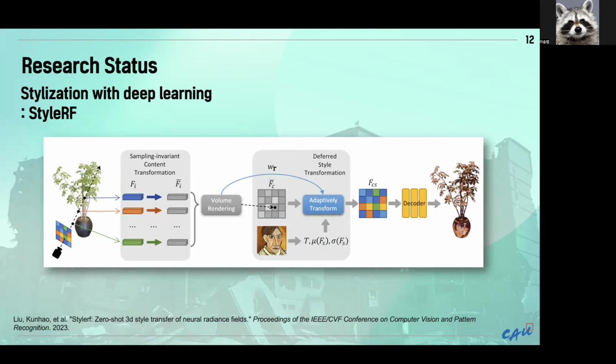StyleRF uses a 3D scene representation and represents high-level features as a grid. The grid enabled style transitions by sampling complex 3D points and transforming the resulting features according to the style image. Two important designs were the sampling-invariant content transformation called SICT and the deferred style transformation called DST. SICT maintains multi-view consistency by transforming the characteristics of each point independently of the overall statistics of the sampled 3D points. DST transforms 2D feature maps generated by volume rendering to significantly reduce memory usage and perform style transformations efficiently.